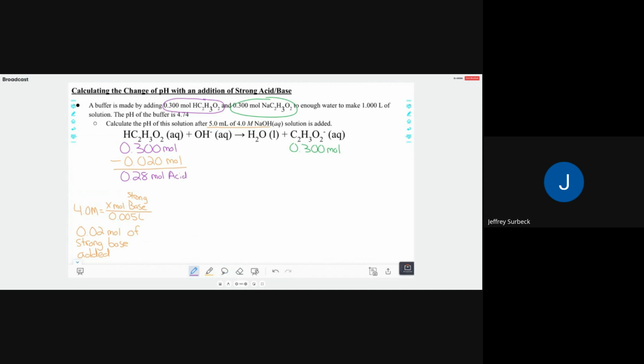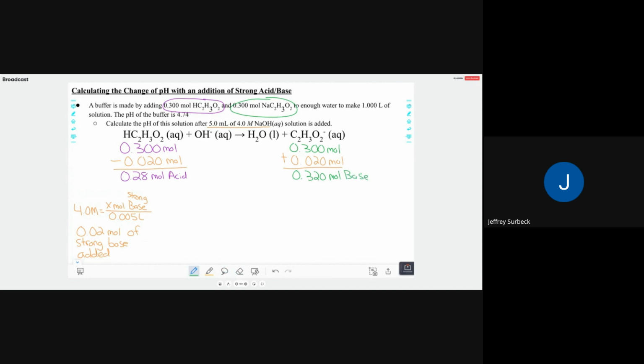Now, this is the part that I always have to think about on these types of problems. Just like we had in our change category for our ice charts, we subtract some out of the acid, but we're still adding a base. So on the other side here, we need to add 0.020 moles of base to our base side. So when we do this, we end up with 0.320 moles of our base.